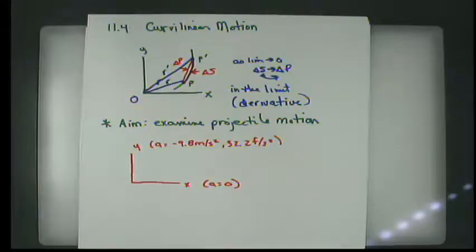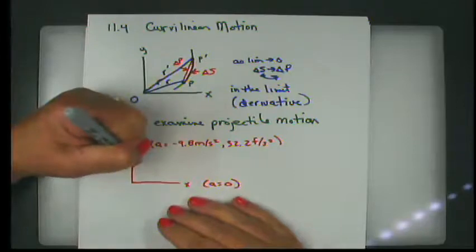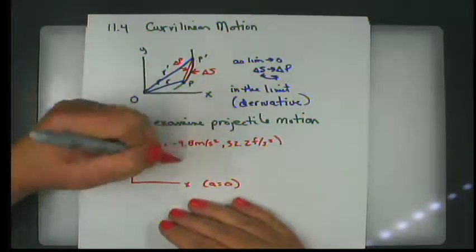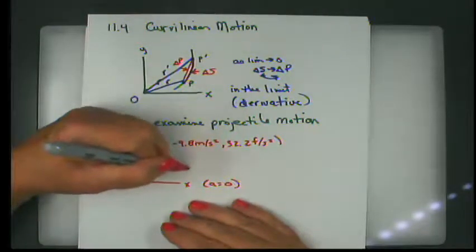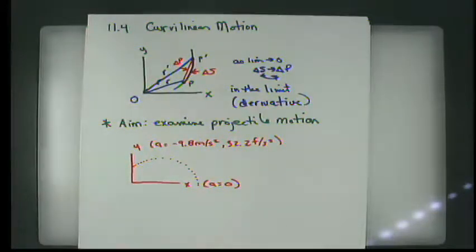So in projectile motion, what happens is you throw something up in the air, or you shoot something up in the air. I was watching reruns of Game of Thrones last night, so I'm thinking about trebuchets and pots of boiling oil and all kinds of things like that.